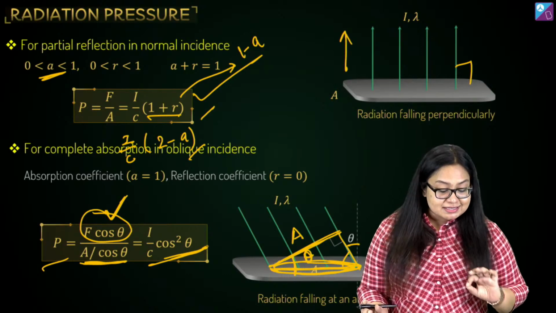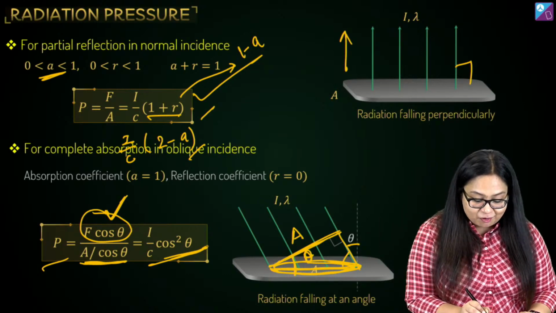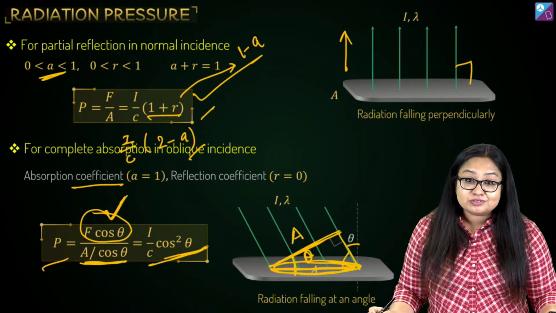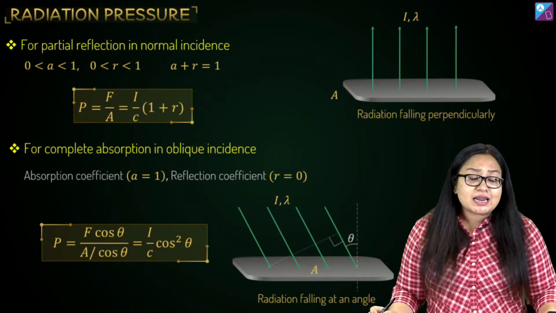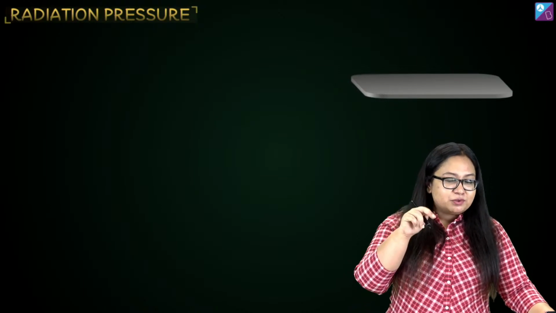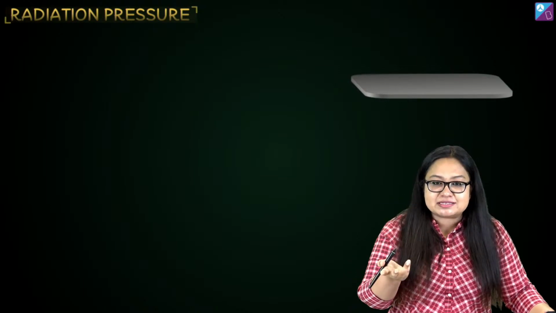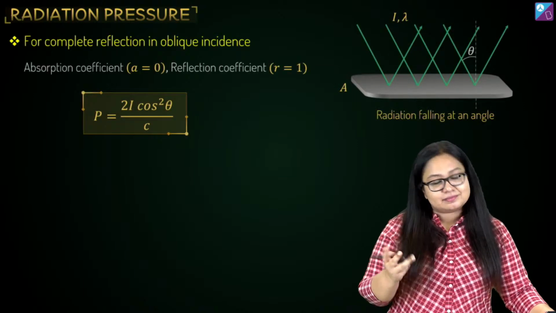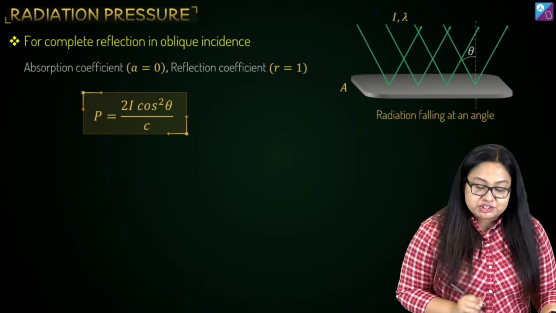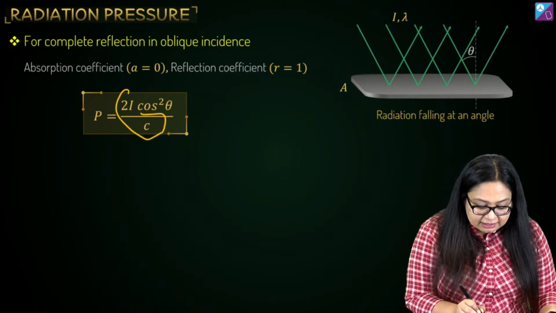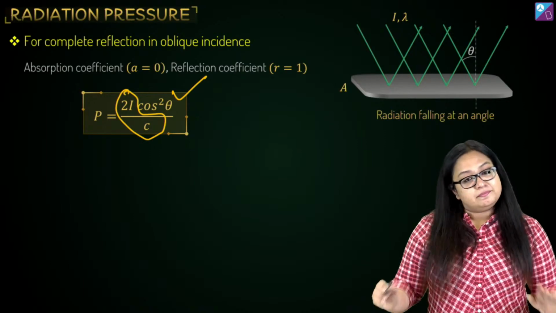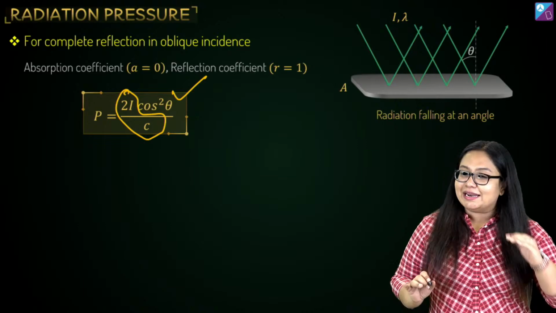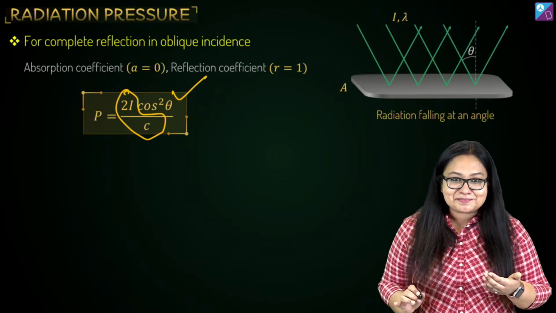But here as well, you see that this is for complete absorption. So what will happen in case of complete reflection? It's just that when you substituted F by A, instead of writing I by C, you will write 2I by C. That's about it. So pressure will come out to be 2I by C into cos square theta. Very simple. And now you get the idea, right?